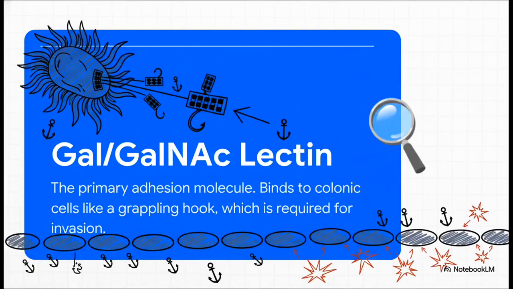Okay, so the first step, and this is absolutely crucial, is just sticking to the target. The parasite uses this molecule called GalNAc lectin that's basically like molecular Velcro. It has to latch onto our intestinal cells. If it can't do this, the whole invasion falls apart before it even begins. It's the non-negotiable first move.